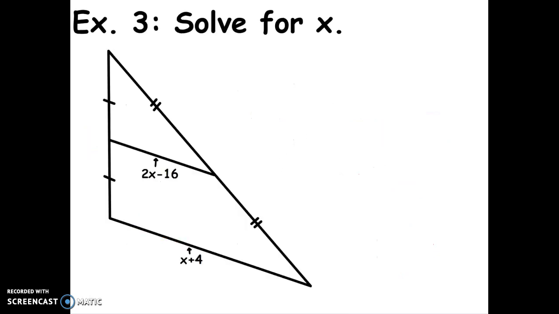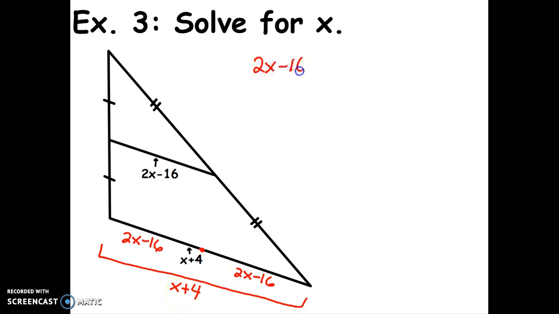And example 3, solve for x. We're looking at the same thing. Identify the midsegment. If this midsegment is 2x minus 16, then this half is 2x minus 16, and this half is 2x minus 16. And the entire side is x plus 4. So we know that 2 of these equals 1 of these. So 2x minus 16 plus 2x minus 16 equals x plus 4.